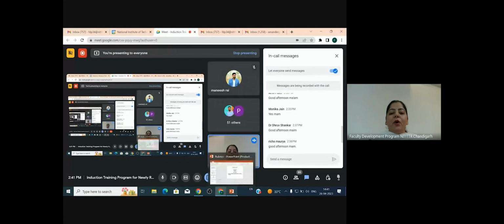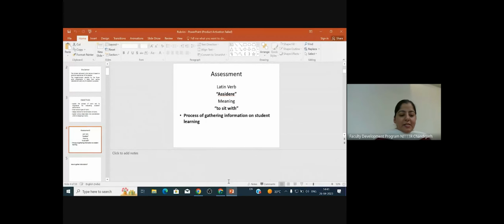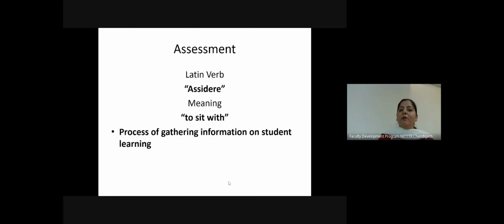So more or less, we all have information that what we mean by assessment. So I'm not spending much time on this slide. So when it comes to an assessment, assessment is a Latin verb. So the meaning of this verb is to sit with. So when it comes to an assessment, the major difference between evaluation and assessment means assessment is on day-to-day basis. So we are assessing the performance of our student on day-to-day basis.